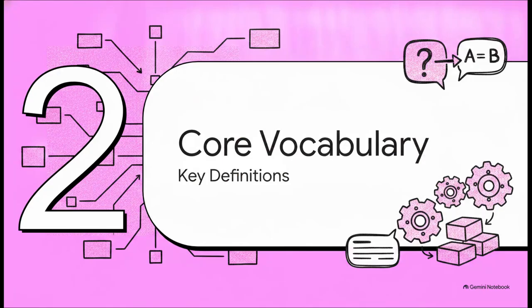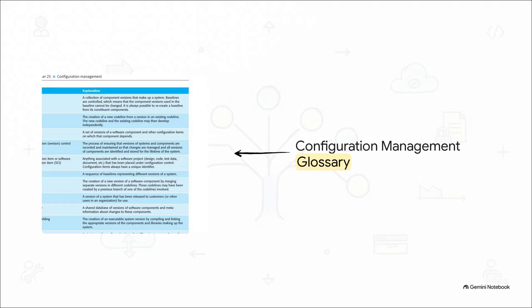Moving on to part 2, core vocabulary. Before we can actually solve this overwrite mess, we really need to get our terminology straight. Whenever a technical term appears in software engineering, it's vital to define it clearly first. So here's a glossary of formal terms that you absolutely must recognize. Let's highlight the most important ones.